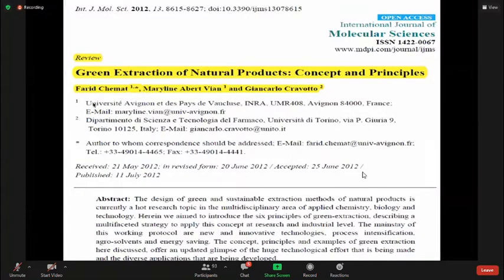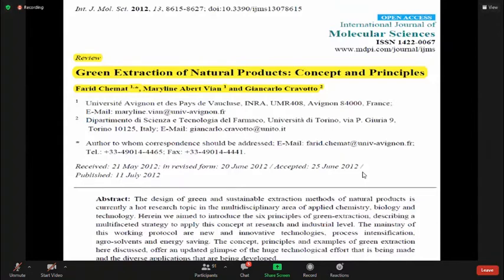Here I shared a very important review article which was published by Farid Chemat, a very eminent researcher working in France. He introduced the concept of extraction of natural products, and its concepts and principles. This is a very valuable review article recently published, and you can look into this article.